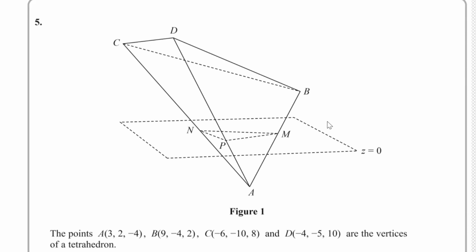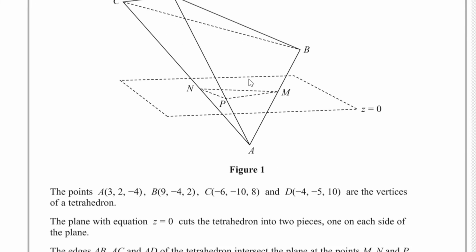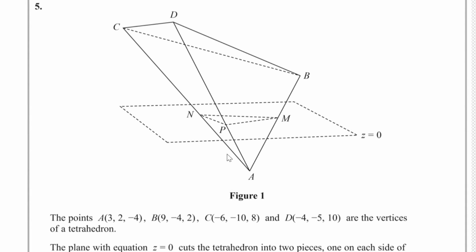Question number 5. The points A (3, 2, -4), B (9, -4, 2), C (-6, -10, 8), and D (-4, -5, 10) are the vertices of a tetrahedron. The plane with equation z equals 0 cuts the tetrahedron into 2 pieces, one on each side of the plane. The edges AB, AC, and AD of the tetrahedron intersect the plane at the points M, N, and P respectively, as we see in figure 1. We have to determine the coordinates of the points M, N, and P for part A.